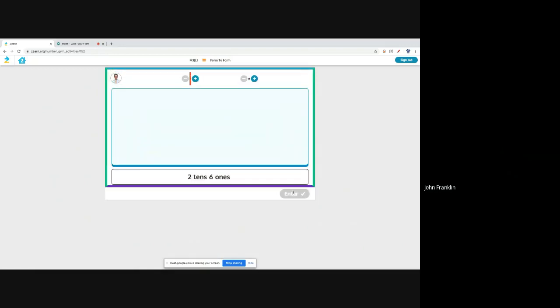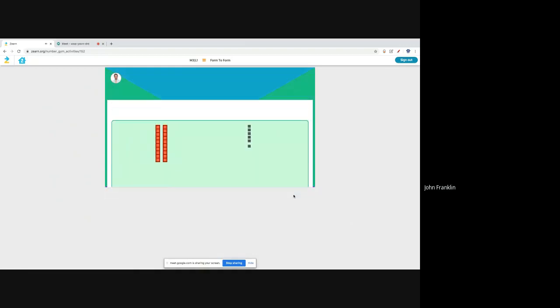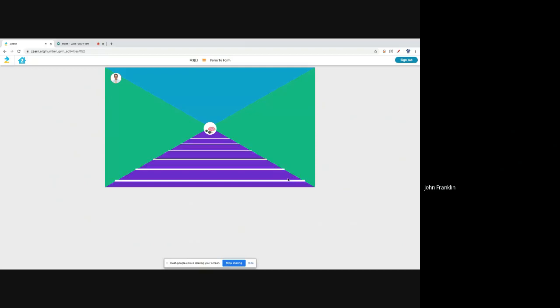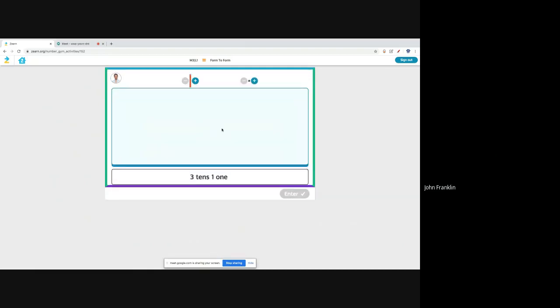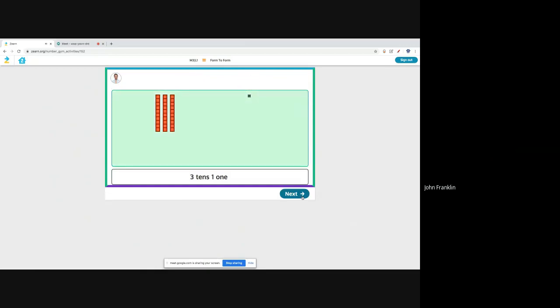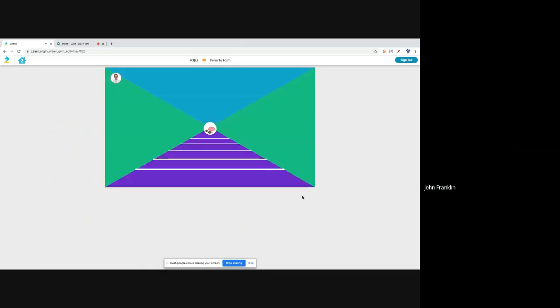Okay, 2 tens and 6 ones. 1, 2 tens, 1, 2, 3, 4, 5, 6 ones. Enter again. We're good to go. Move on to the next one. We're moving up the ladder a little bit closer to our goal. 3 tens and 1 one. 1, 2, 3 tens. 1 one. Correct again. We continue to move.